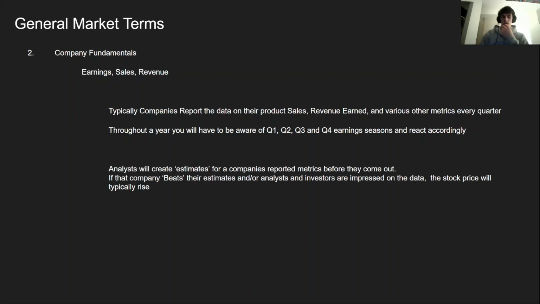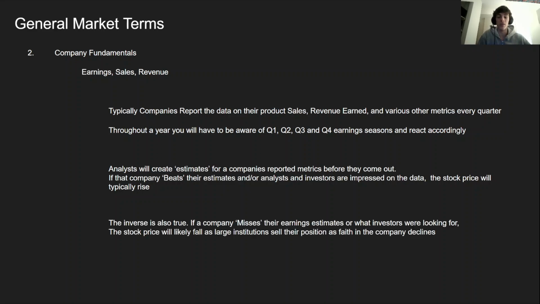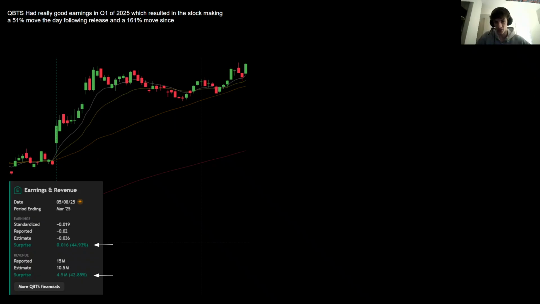And so, as far as earnings seasons go, analysts throughout the year will create estimates for a company's reported metrics before they come out. So that means that if a company beats the estimates, or analysts and investors are impressed with the data, there's a chance that the stock price will rise. And then the inverse is true. So if a company misses their earnings estimates or what investors are looking for, the stock price can fall as large institutions may sell their positions or just lose faith as the company declines in general. But this gets sort of sticky as we go on, and you'll see that.